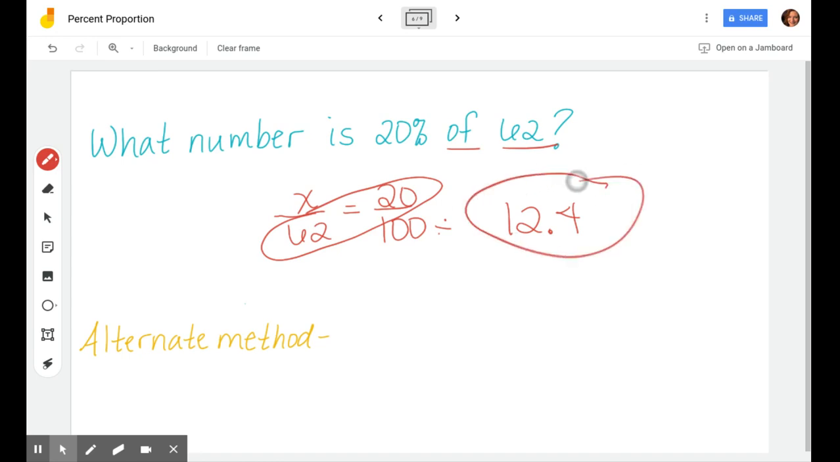So the other thing you can do, because you've got the percent and you've got the total that it's out of, you can take your 20% and you can scoot back and make that 0.20, and then take that times 62. That'll also give you your 12.4. Okay, so that's when you have the percent and the of.